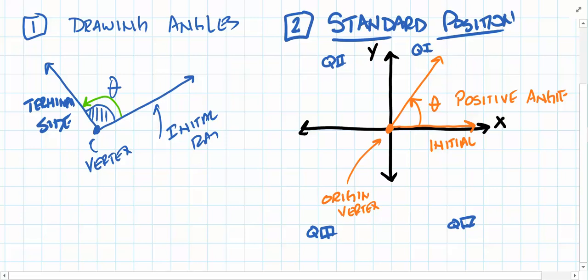Now, if I want to draw a negative angle, then in standard position the vertex would still be glued at the origin. The initial side would still be glued to the positive x-axis. And if I swung down this way, and I called this angle beta, this angle beta would be a negative angle.